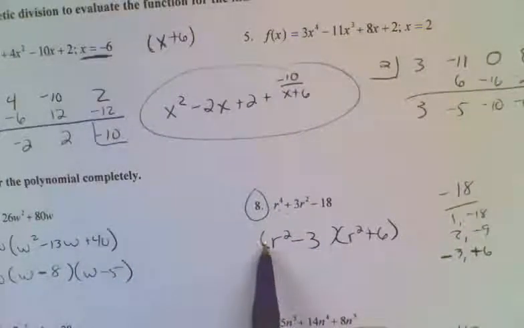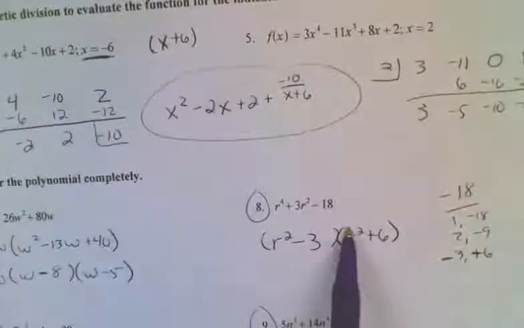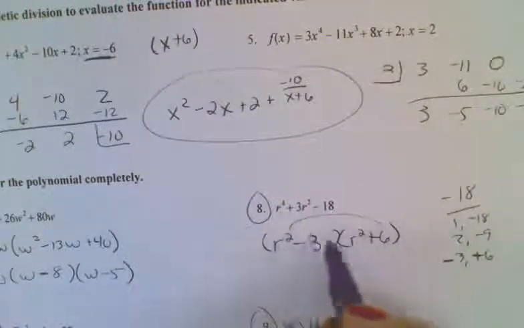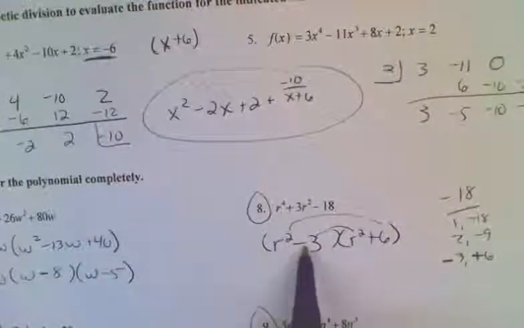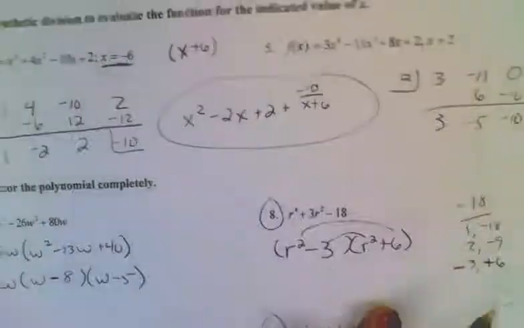Again, you can double check it. R to the 4th, 6r squared and negative 3r squared for your outer and inner products. 6r squared minus 3r squared, yep. And negative 3 times 6 is negative 18.